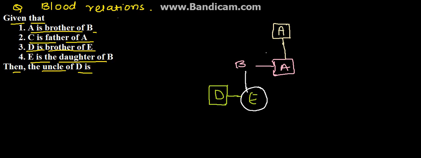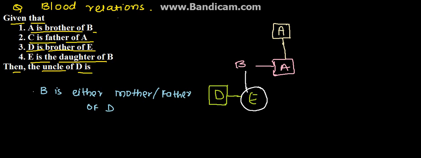Now we have been asked the uncle of D. So here we can say B is either mother or father of D. So B is either mother or father of D. We have derived this. Second, B's brother will be the uncle of D.